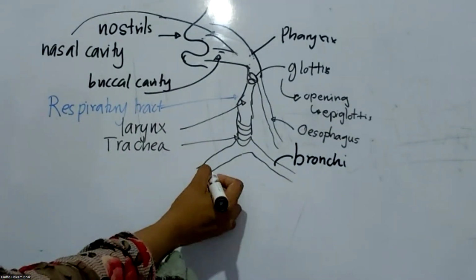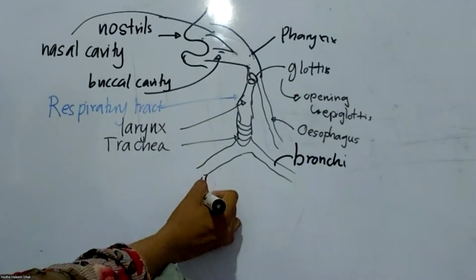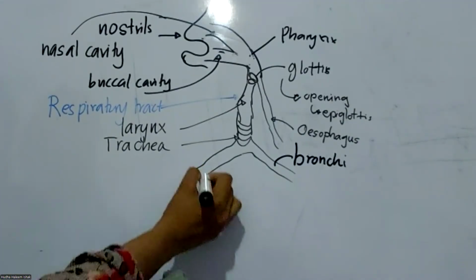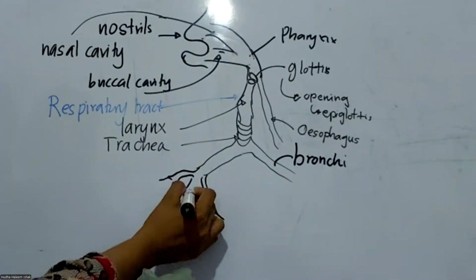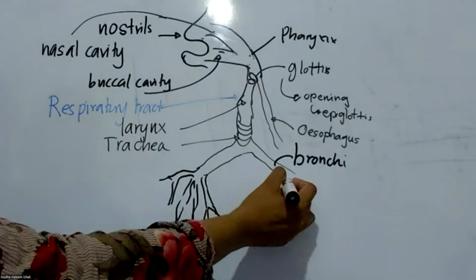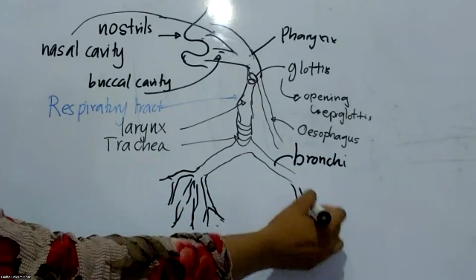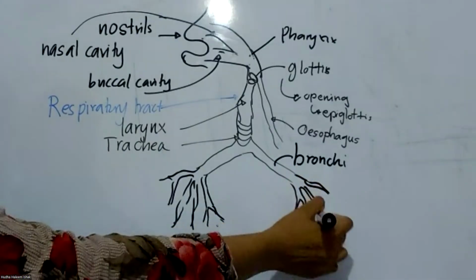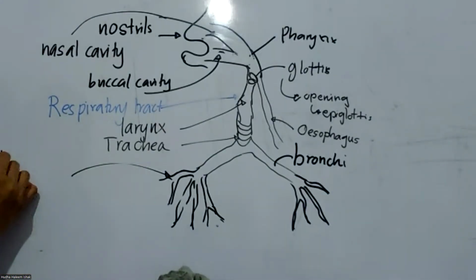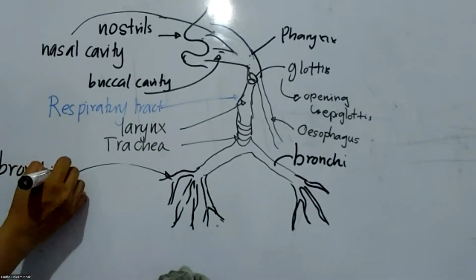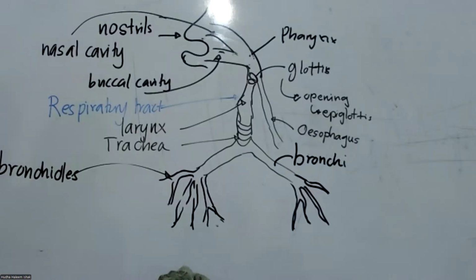And then these two bronchi are getting further divided into small branches, smaller and smaller branches like this. We call these the bronchioles. So the trachea is initially divided into two main branches, the bronchi, and the bronchi are further divided into smaller and smaller branches called bronchioles.